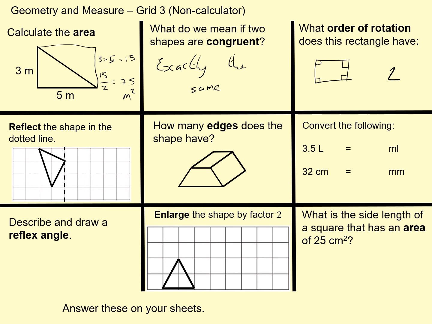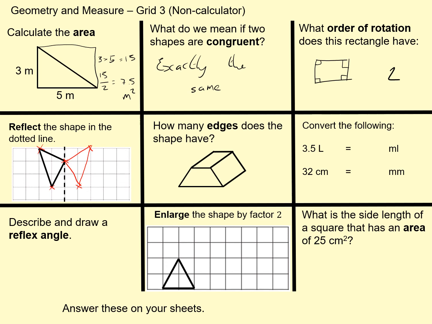Next up, reflect the shape in the dotted line. Okay, so just swap back to a color for this. That point is on the reflection line, so that one goes nowhere. This top point there is 2 squares from the mirror line, so it needs to be reflected 2 squares out. And that bottom point there is 1 square in, so 1 square out. That's where the points need to be. I then just line those up. That's my reflection.